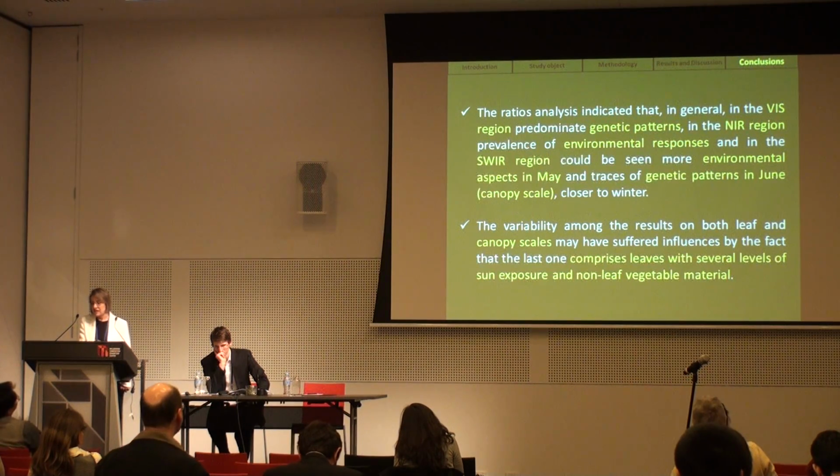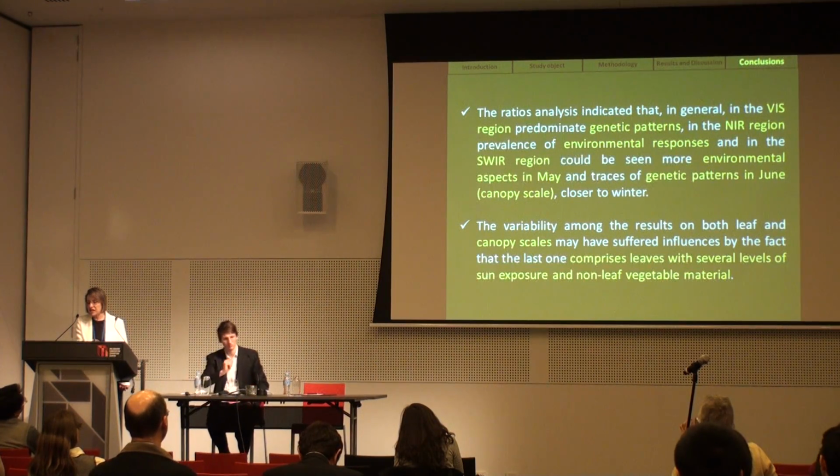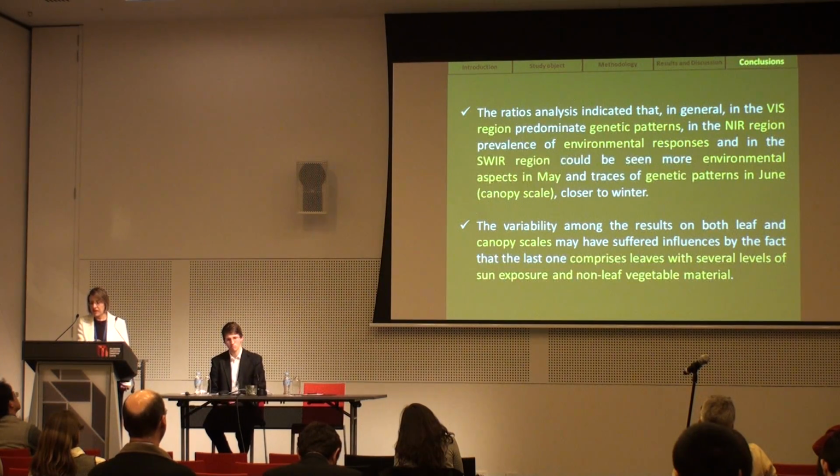The ratios analysis indicate that in general, in the visible region, predominate genetic patterns. In the near region, prevalence of environmental response, and in the soil region could be seen more environment aspects and trace of genetic patterns in June in canopy scale. The variability among the results on both leaf and canopy scale may have suffered influences by the fact that the last one comprised leaves with severe levels of sun exposure and non-leaf vegetable material.